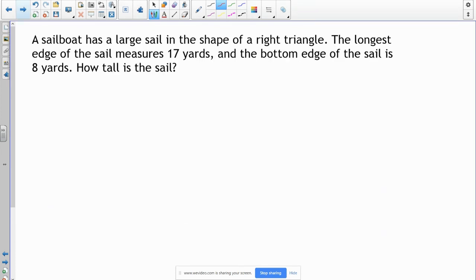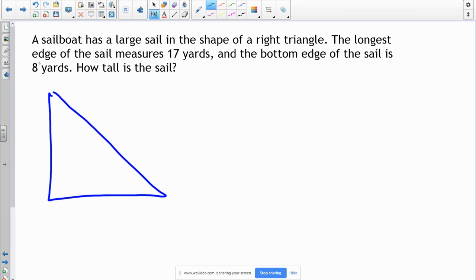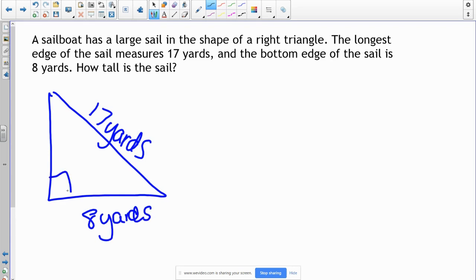Last one we're going to look at. So we have a sailboat. It has a large sail in the shape of a right triangle. Well, that's pretty easy. I'll erase that and try that again. We're going to make a right triangle here. Here is my right triangle. It says that the longest edge of the sail, which I just talked about has to be my hypotenuse, is 17 yards. And the bottom edge of the sail is 8 yards. And it wants to know how tall the sail is. So good sign. I have this unknown leg here, and it looks like a height. So this is what I'm going to be looking for.